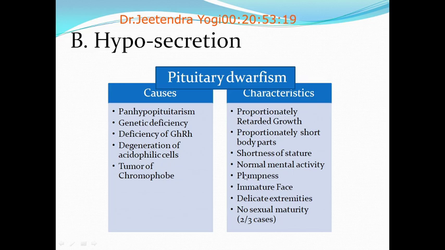Pituitary dwarf has plumpiness or fattiness in body build, and has an immature face, meaning a dwarf of 20 years has the body structure of a normal child of 7 to 10 years of age. They have delicate extremities, and the pituitary dwarf has no sexual maturity. Approximately 2/3 of cases of pituitary dwarf have no sexual maturity, that means they never attain sexual performance. But in 1/3 of the cases, only gonadotropin releasing hormone deficiency is there, so they can attain sexual maturity but are unable to perform sex. So these are the clinical picture of pituitary dwarfism.